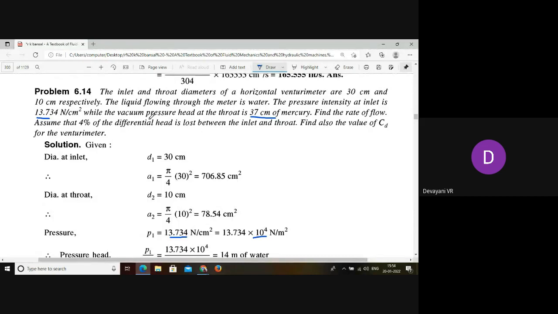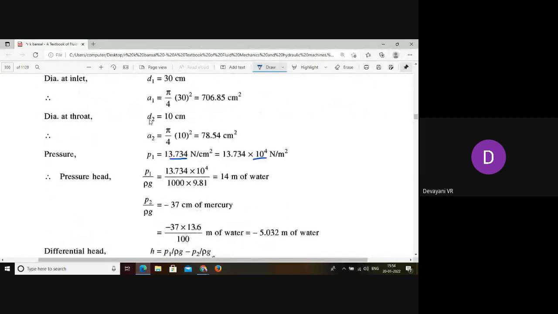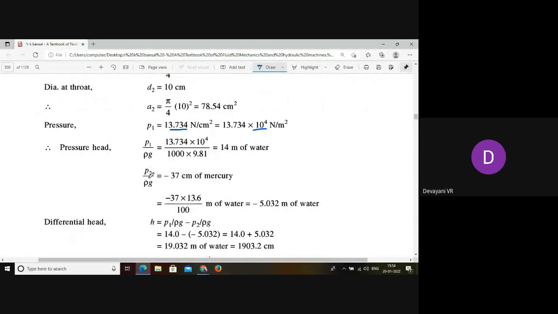Suppose whenever in a problem they give vacuum pressure, you should take the value as a negative value, right? Always you should take the value as a negative value. Why? Because vacuum pressure is a negative pressure, so we should take that value as a negative value. Vacuum pressure is also called the negative pressure. That's why, for the vacuum pressure head, the value is given as 37 centimeters of mercury. As the pressure is vacuum pressure, and we can call that also the negative pressure, we are taking the value as negative, that is minus 37 centimeters of mercury.